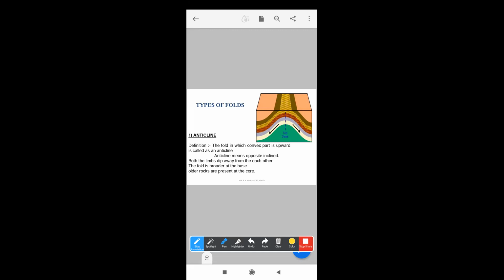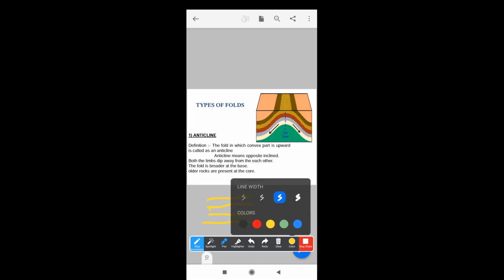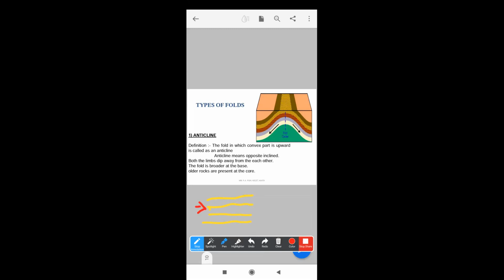I am unable to share my laptop screen, so it is very difficult. So no problem, I will explain here. Suppose these are the horizontal layered rocks. And when the pressure is applied from both these sides, suppose from this side and this side, then these rocks are converted into a fold-like structure like this, due to the pressure applied from both sides.